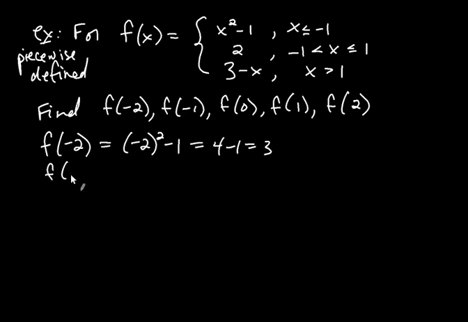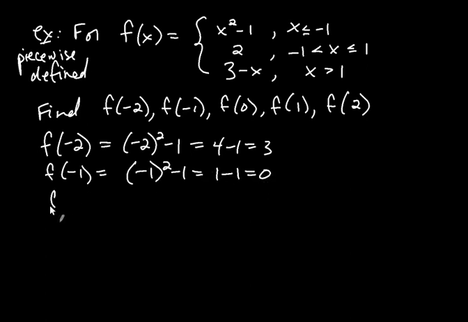Okay, then it's going to be f at negative 1. And then, okay, negative 1, where does it fall? Which interval does it fall in? Well, still the first, right? Because negative 1 is less than or equal to negative 1. So we still want to apply that rule. So it's going to be negative 1 squared minus 1, which is 1 minus 1, which is 0.